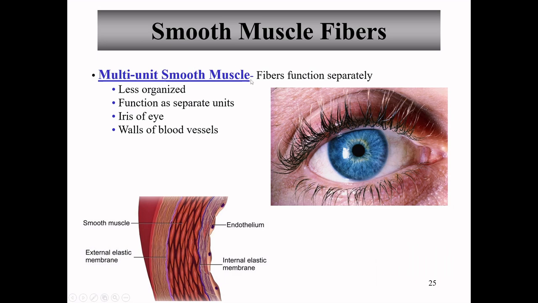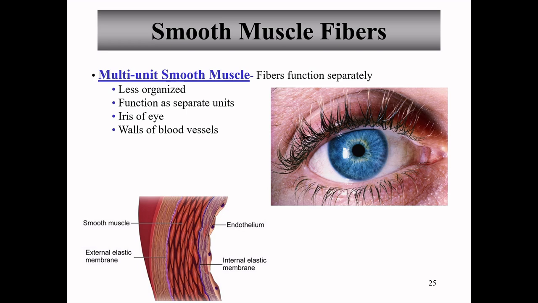Now, multi-unit smooth muscle is where our fibers function separately. We're not working as a group. We're functioning separately, less organized, separate units. We see this in things like the iris of the eye and in the walls of our blood vessels. So when you cut yourself, if you cut your finger, the first thing your body does is vasoconstrict that blood vessel, just meaning it makes that blood vessel smaller. And in doing so, the amount of blood that we're losing becomes less because the hole leading out of the blood vessel is now smaller, so we're bleeding out less.